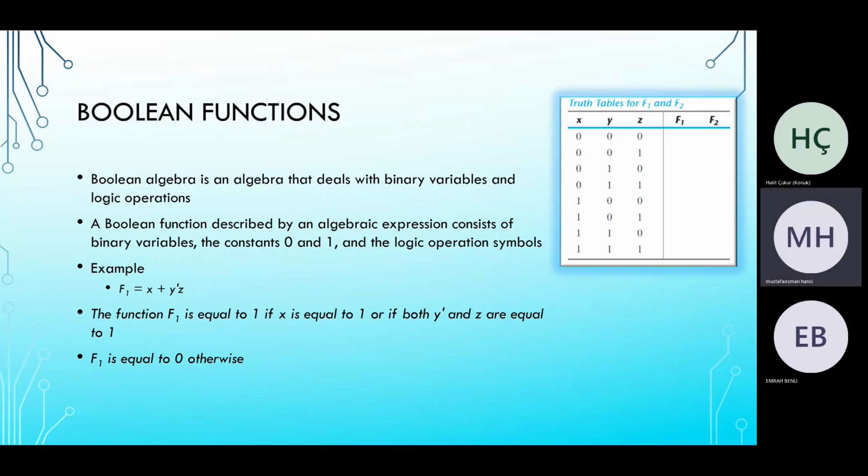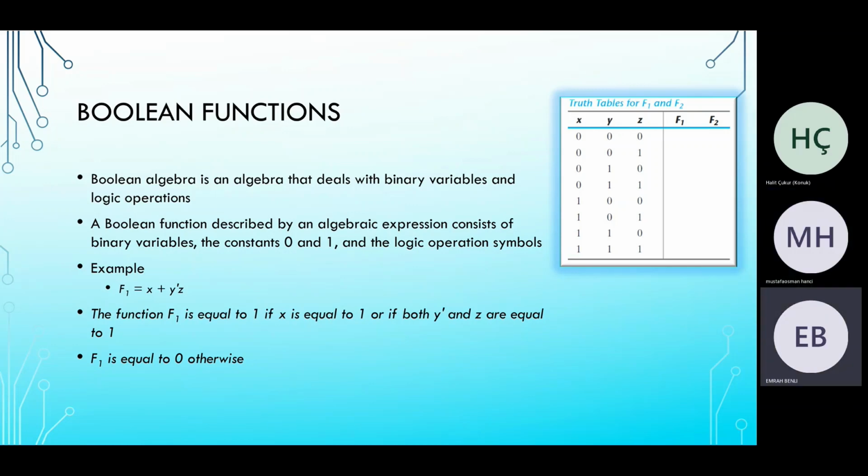For the first 3 rows, we don't have a 1 for x. So if y prime and z is equal to 1, we will get 1, right? Yes. Okay. Y prime is 1 here, and that is 0. 1 and 0 is 0. So the first one is 0, I think. First one is 0.